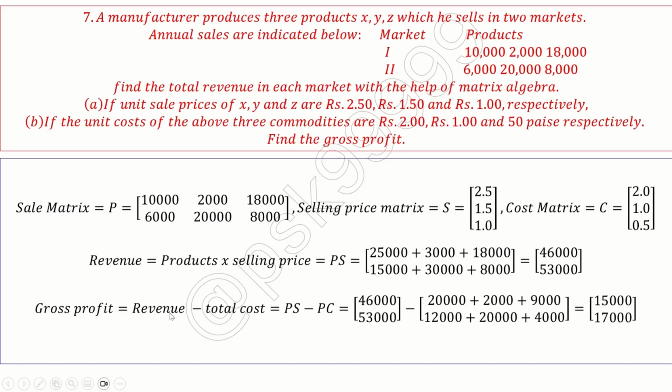Okay. Now, gross profit is nothing but revenue minus total cost. So PS we already have, minus PC. PC is here, products into the cost matrix. If I simplify this, I get 15,000 and 75,000. This is my profit from market 1, market 2. Gross profit is the sum of these two, right? Which is 32,000. Okay. This is my gross profit. So this is how you take the help of matrices to solve such problems. You can solve it without matrices, but when the information is very big, several markets go to hundreds of markets, products go to tens of products, then matrices are a better way of solving the problem.